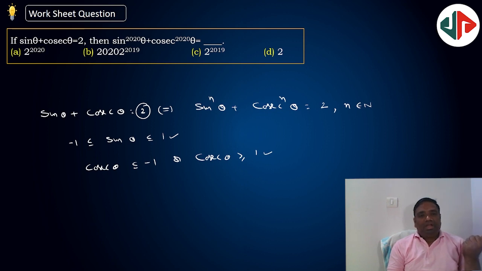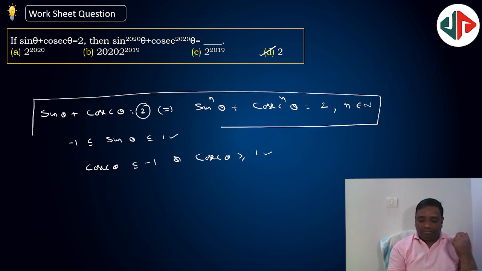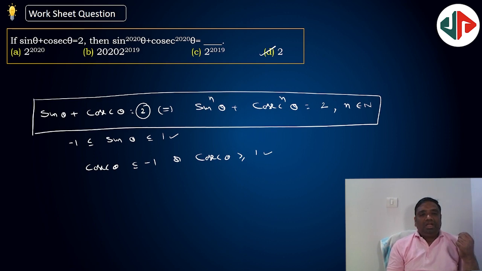1 for any sine value is always equal to 1. So remember this standard form. Sin theta plus cosecant theta value is equal to 2 if and only if sin power n theta plus cosecant power n theta value is always equal to 2, and n is any natural number.